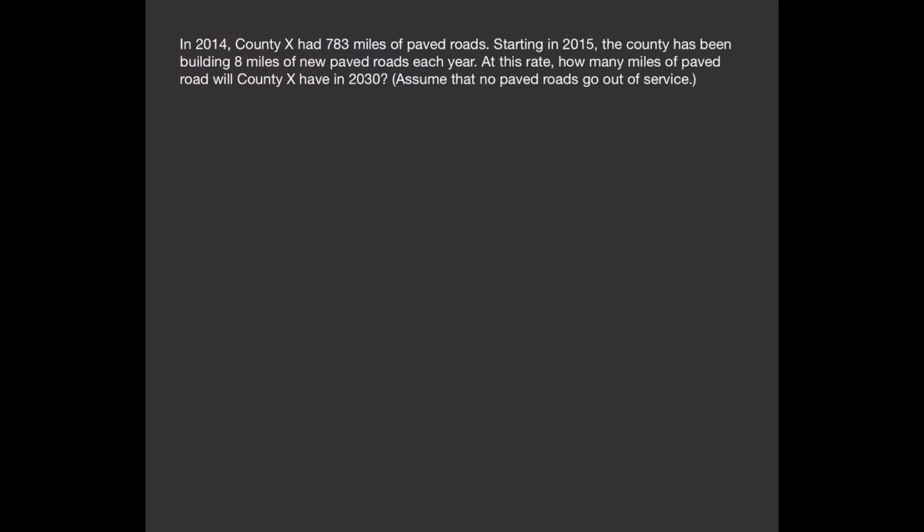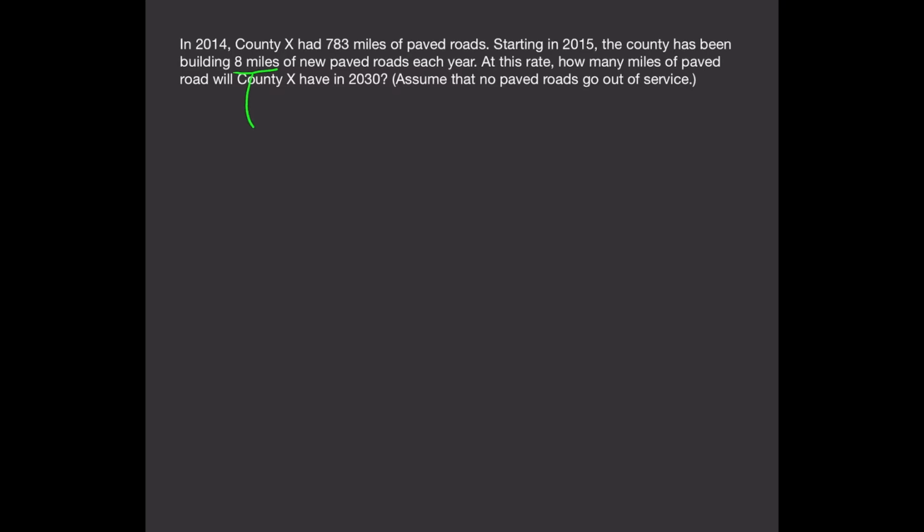Question number 1. In 2014, County X had 783 miles of paved roads. Starting in 2015, the county has been building 8 miles of new paved roads each year. At this rate, how many miles of paved roads will County X have in 2030? Assume that no paved roads go out of service.